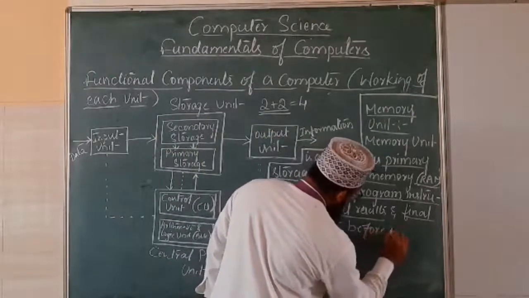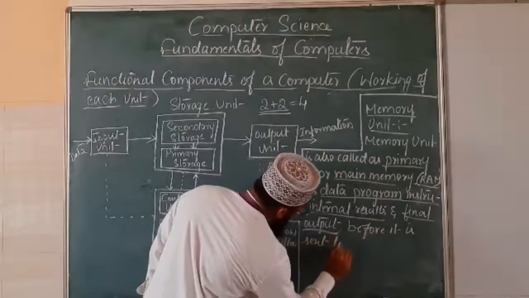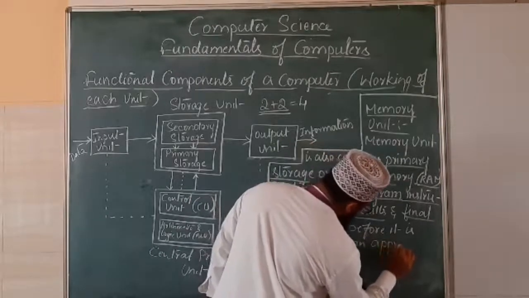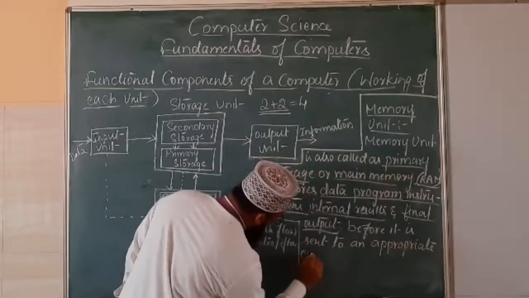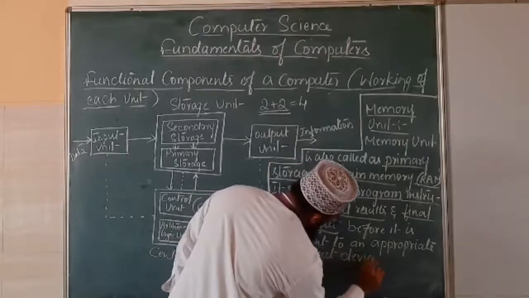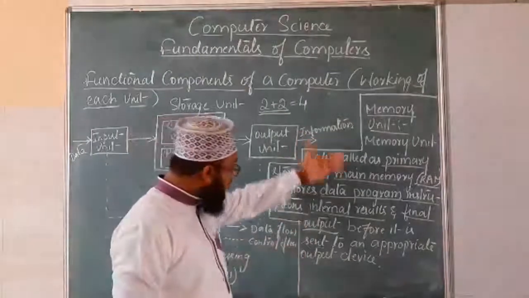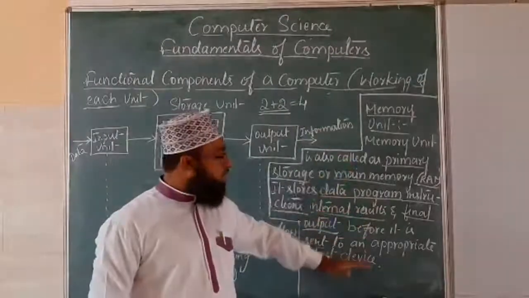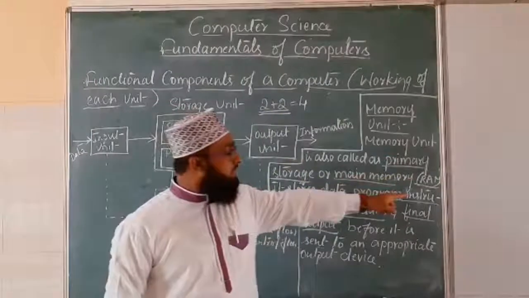Before it is sent to an appropriate output device. Before it is saved, or before all these things can be sent to any output device, these things are stored under main memory or the primary storage, that is RAM.